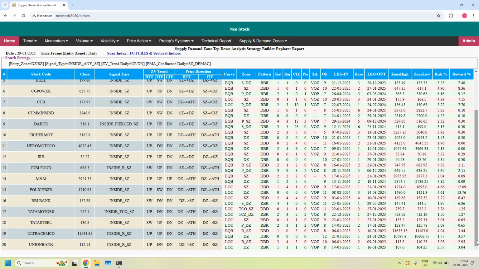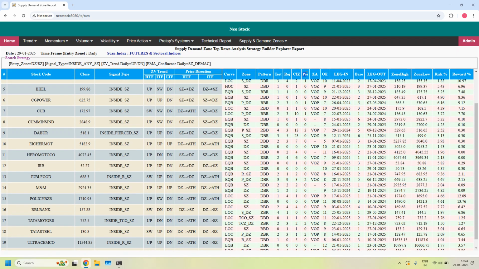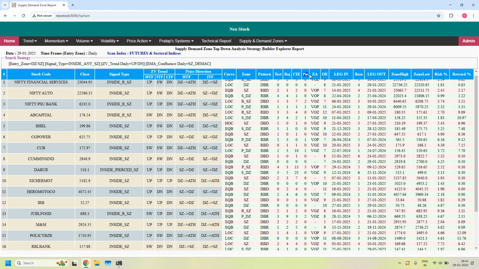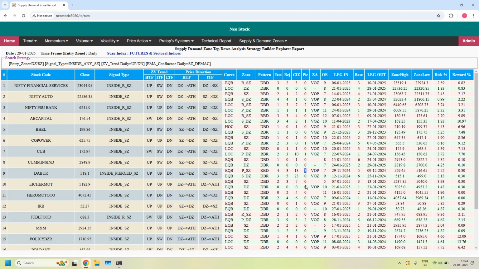For pierced zones, you can use the pierced zone strategy. Always you have to look into the PIE column to find them for the supply zones. Check, see here, this is a pierced supply zone. Demand zones you should not. That way you can apply the strategy.